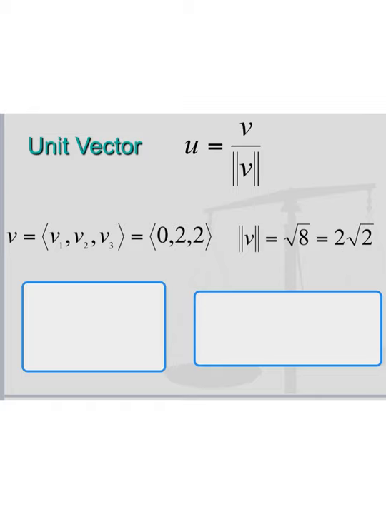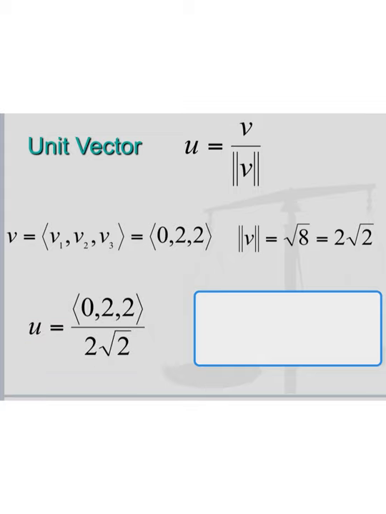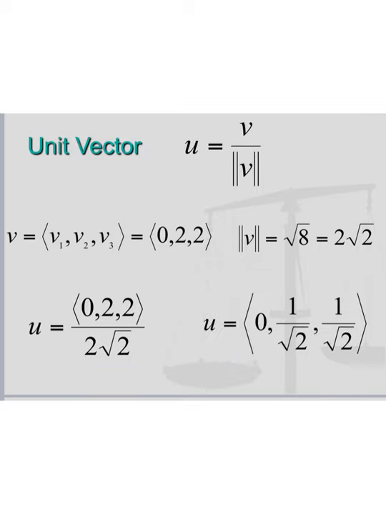So if I now take this and plug it into my unit vector formula, what we end up getting is our vector 0, 2, 2 divided by its own magnitude. And if we wanted to go ahead and space it out a little bit, we could take each component and divide it by the magnitude. So I would have 0, 1 over radical 2, and then 1 over radical 2 as a different form of my unit vector.